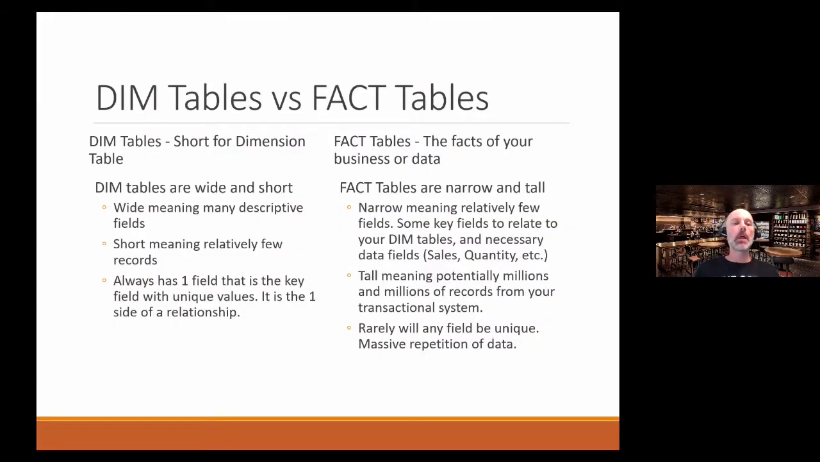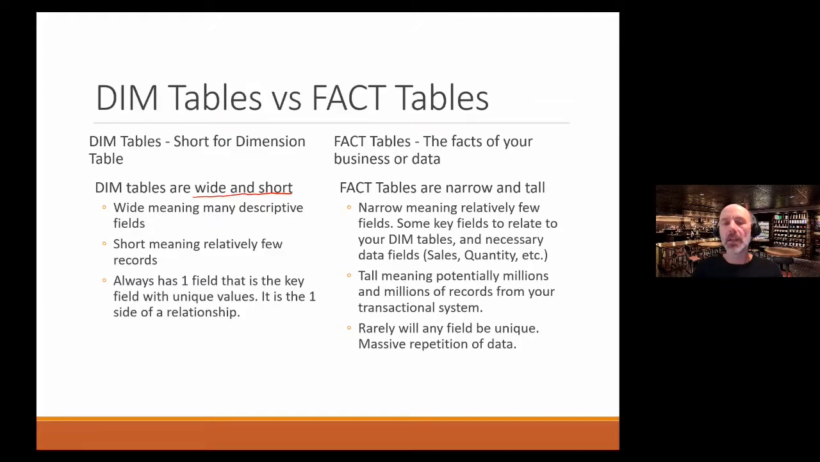Perfect. Okay. All right. So we've talked about dim tables and fact tables. So what are dim tables? Short for dimension. These are your dimensions. Dim tables are wide and short. What does that mean? Wide means they have many descriptive fields. Your item table may have 50 or 100 fields describing that item. It'll have certainly the name, maybe the product category, the subcategory. It might have material type. It might have the duty rate. It might have the duty code. Many, many fields. But it's going to be relatively short.